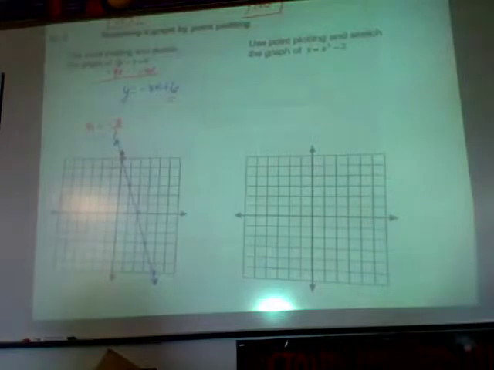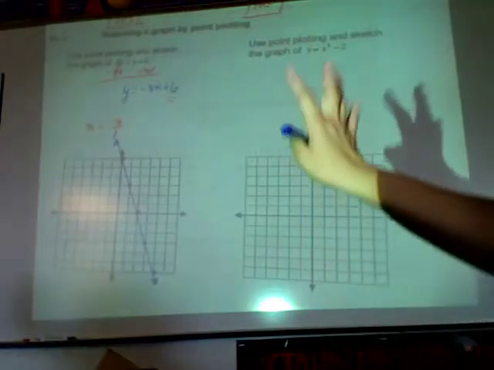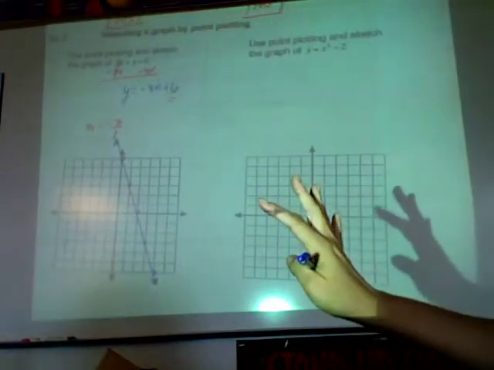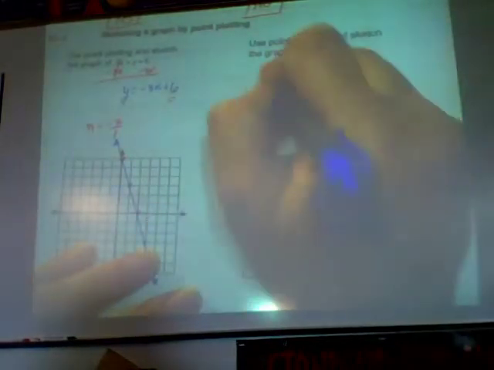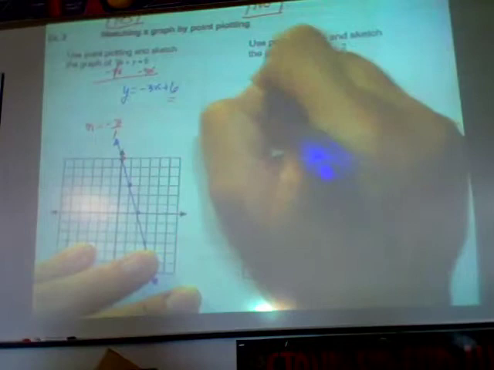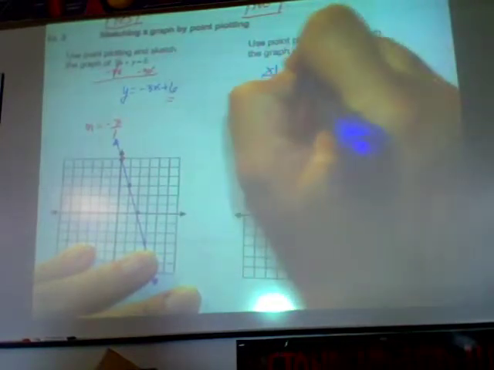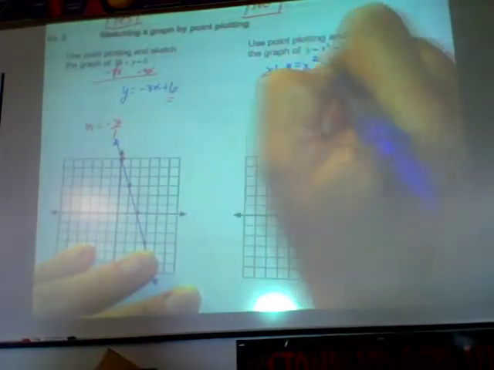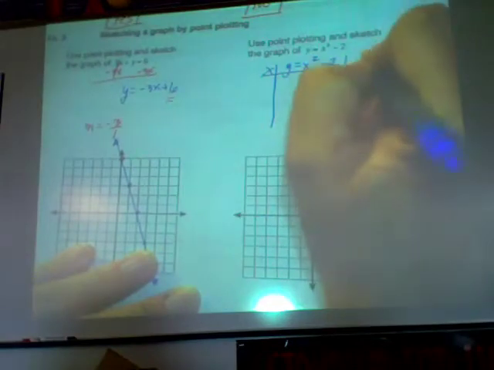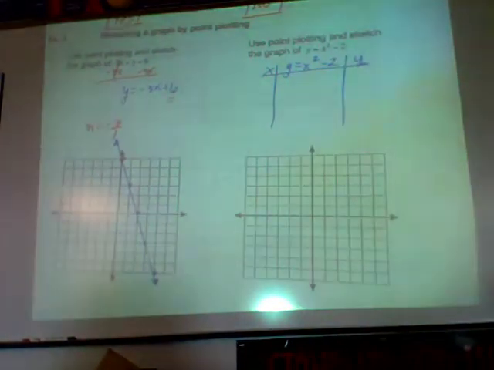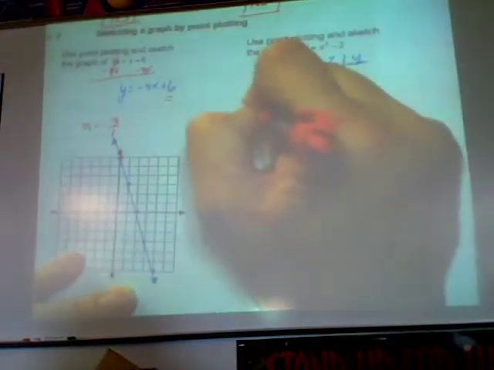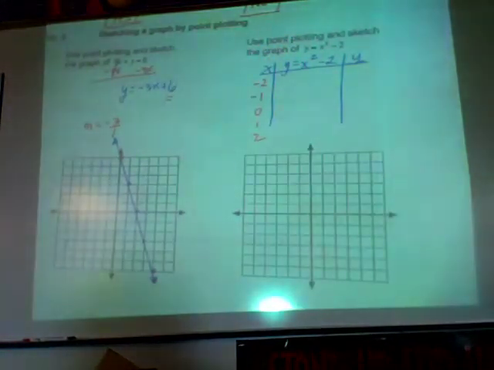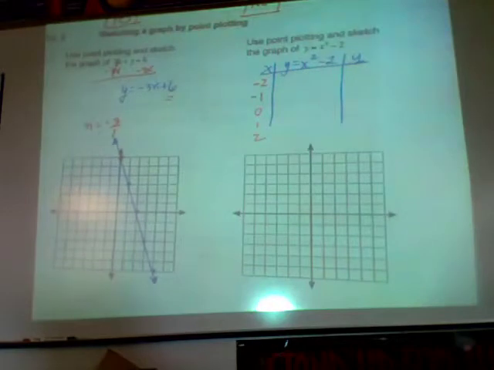And you're going to learn shortly just how to look at that and how to adjust the general graph of y equals x squared. But for now, we're going to make an xy table. So y equals x squared minus 2, and you're going to come up with your y values. I would suggest these specific values for this problem, only because I personally know where the vertex is.